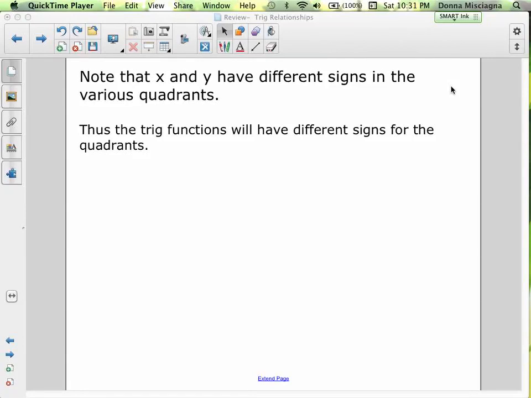So this video is going to be like solving a puzzle. The puzzle we're solving is, which quadrant is it? Note that x and y have different signs in the various quadrants. Thus, the trig functions will have different signs for the quadrants.